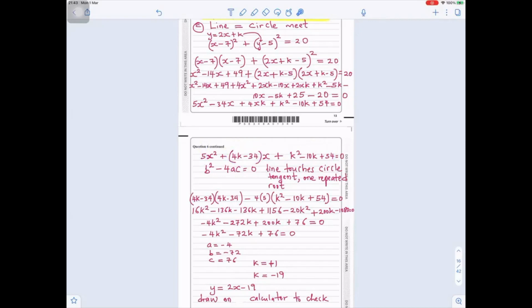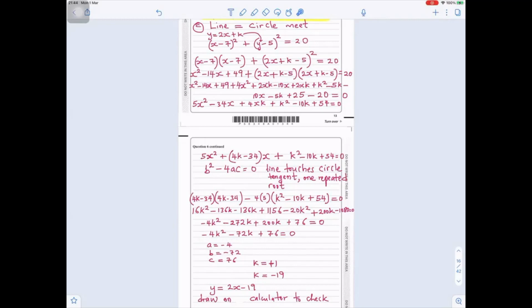Because the line touches the circle, which is a tangent or one repeated root, you use b squared minus 4ac equals 0. So you know your b is 4k minus 34. So you do b squared, you multiply it twice, minus 4 times a, which is 5, times c, which is that expression there. It's long and tedious, but you take your time, you multiply it out, collect like terms, and you get this quadratic.